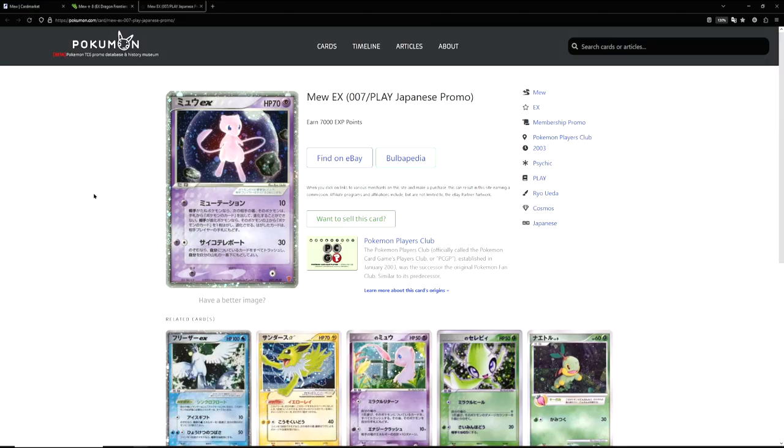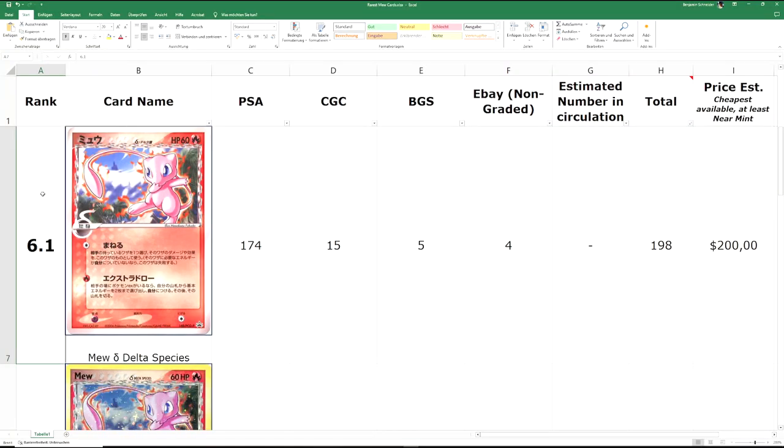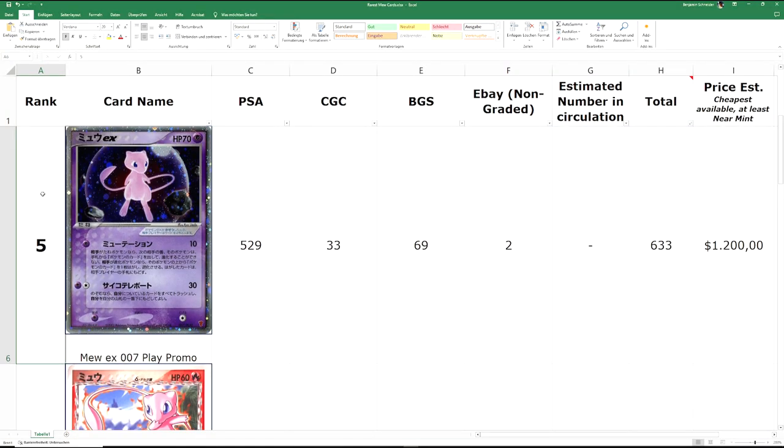Now we're getting into the top 5, and this is a card that I actually recently purchased. The Mew EX number 007 from the Japanese Play Promotion set. A card that is very, very cool. I actually do really like this card, and I'm just saying that because I finally own it. The illustration is top-notch. This one ranks at number 5, as previously mentioned.